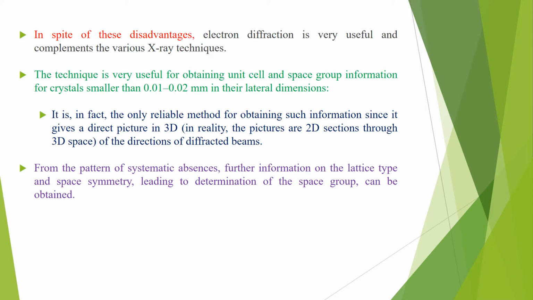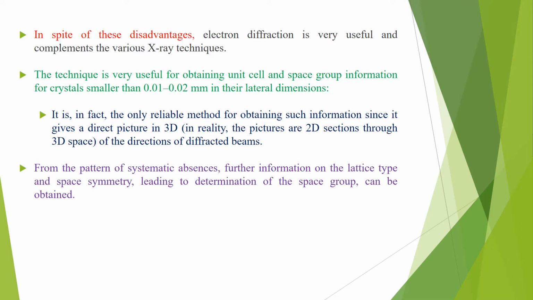Thus, with X-ray, the scattering efficiency is small. Secondary diffraction is rarely a problem, and intensities are reliable, but relatively large samples are needed. Whereas with the electron diffraction technique, the scattering efficiency is high and intensities are unreliable, but very small samples can be studied by using this electron diffraction technique.